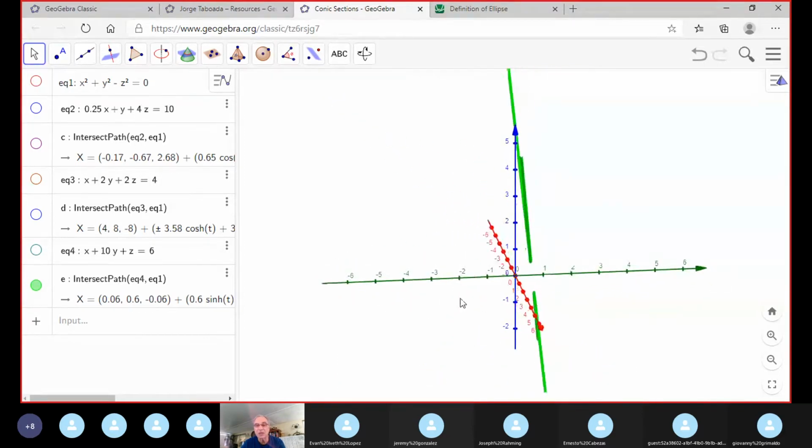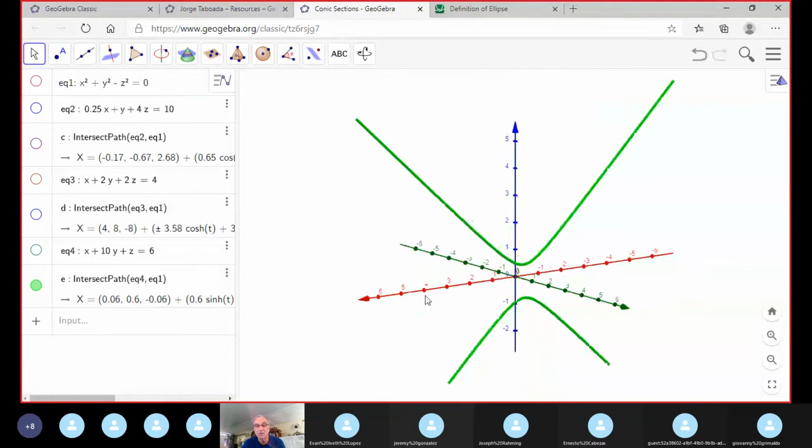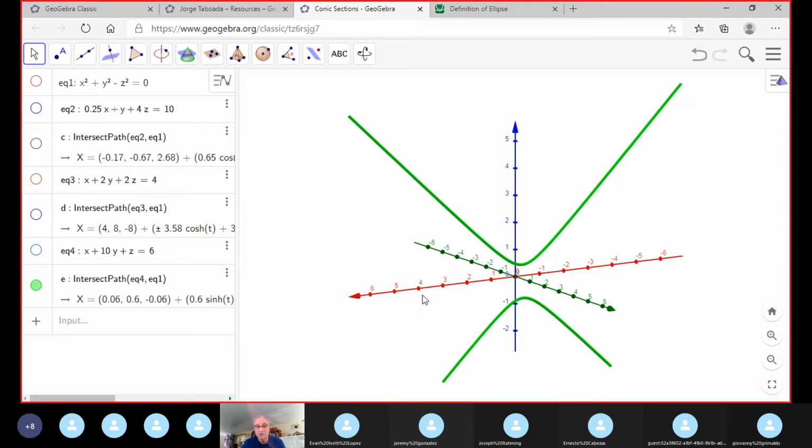This is a hyperbola. The most important thing is that the hyperbola contains 2 branches. Okay, 2 branches. So there are different kinds of hyperbola. One branch of the hyperbola opens up, another branch opens down. Or another possibility is that one branch of the hyperbola opens to the right and another opens to the left.